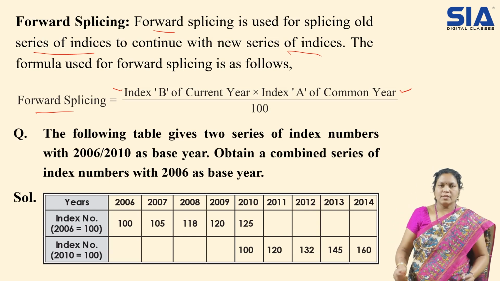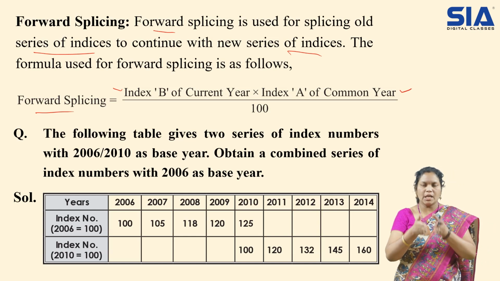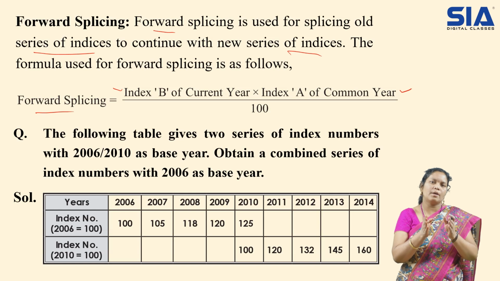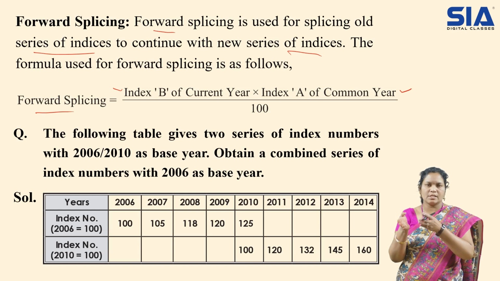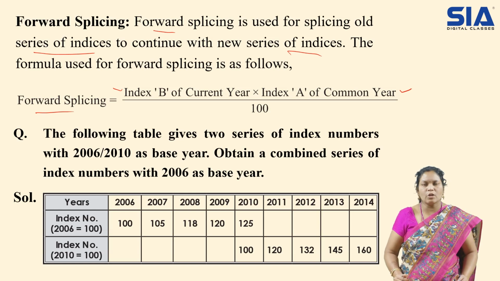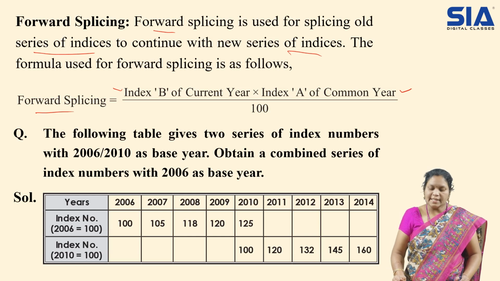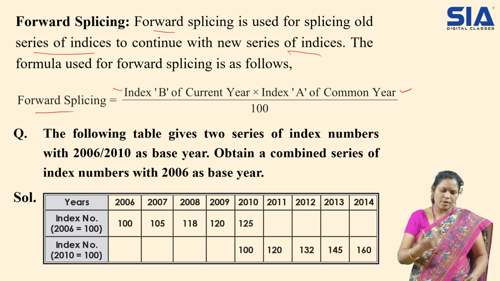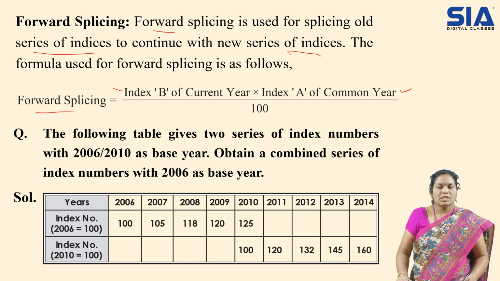So what happens is, we have two series. From A we have a common year, which will decide what we have in both the series. If you have a common value, it should be there in the first series as well as in the second series. That intersection, whatever value you have, we will call the common year. So that value will be considered for everything, and we will apply the forward splicing formula. Let me explain properly in the problem.